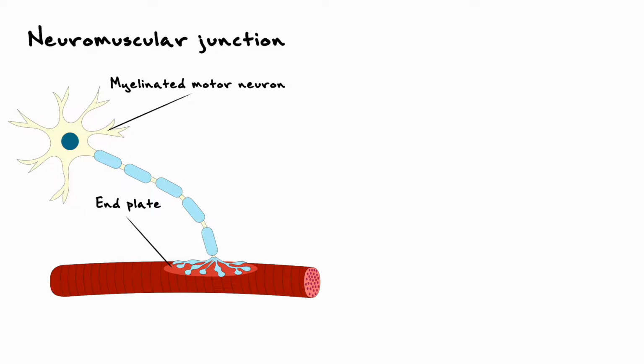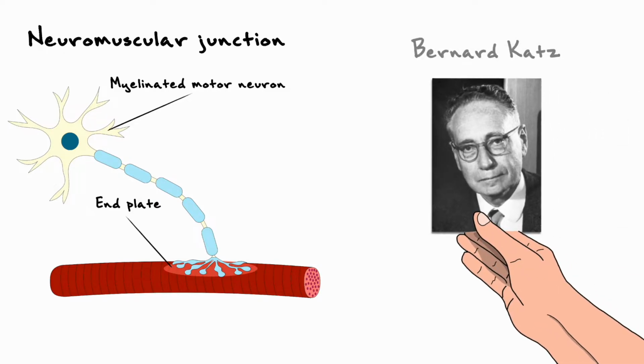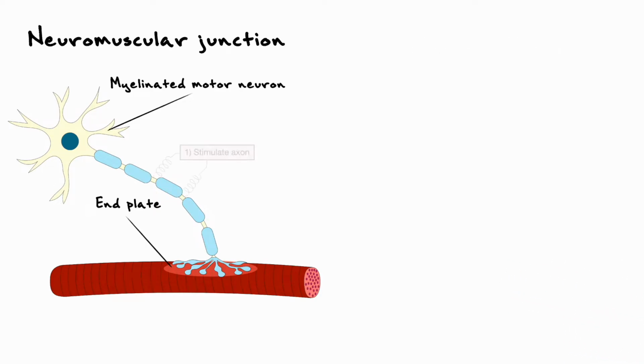Now that we understand how the synapse at the neuromuscular junction functions, let's see what experiments helped pave the way for this model. One pioneering experiment that helped establish many properties of the neuromuscular junction came from recordings made by Bernard Katz. To perform the recordings, Katz and his colleagues stimulated the axon of the motor neuron with an electrode and measured the membrane potential of the muscle fiber with another electrode.